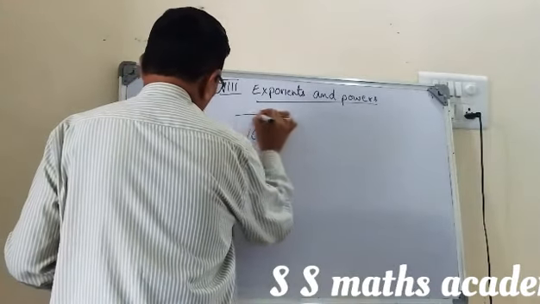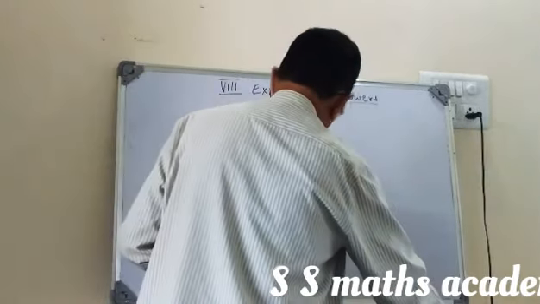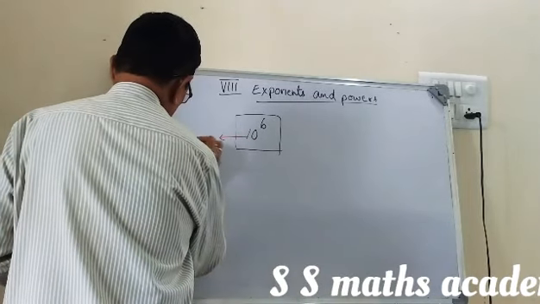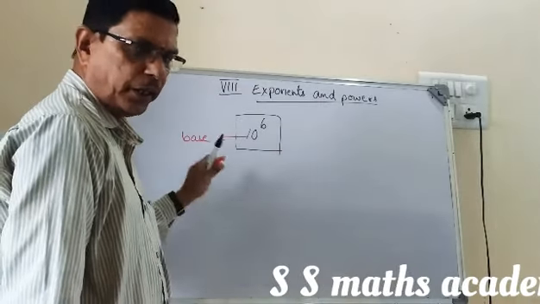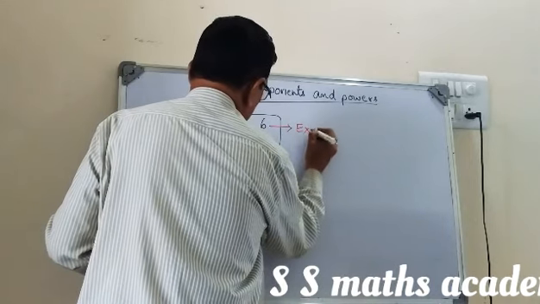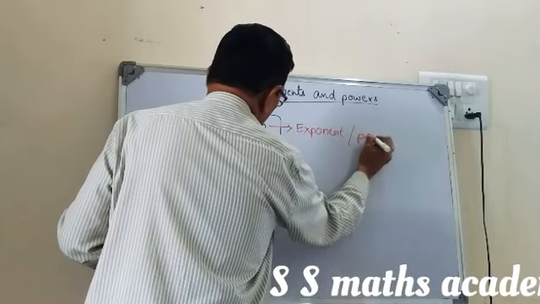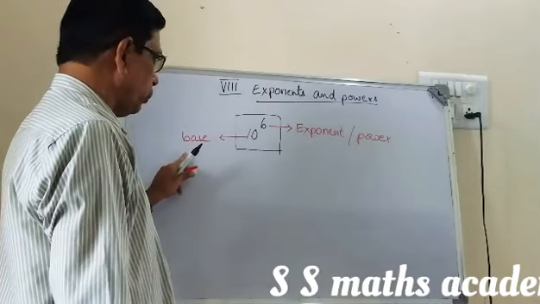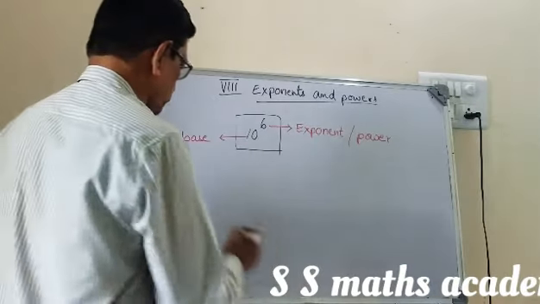In this 10 to the power of 6, 10 is called base. Remember all. 10 to the power of 6, 10 is called what? 10 is called base, and this 6 is called exponent, or we can call this as a power also. In 10 to the power of 6, 10 is called base and 6 is called what? 6 is called exponent or power.